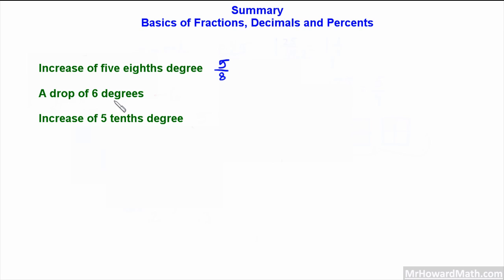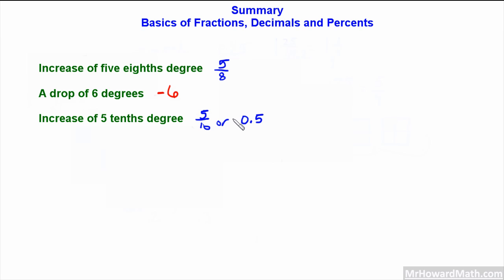A drop of 6 degrees. Well, a drop means what? From our integer discussion, that means negative, right? -6. And then last is an increase of 5/10 degree. Well, how would we write that? 5/10 or 0.5, which is the same as 5/10.